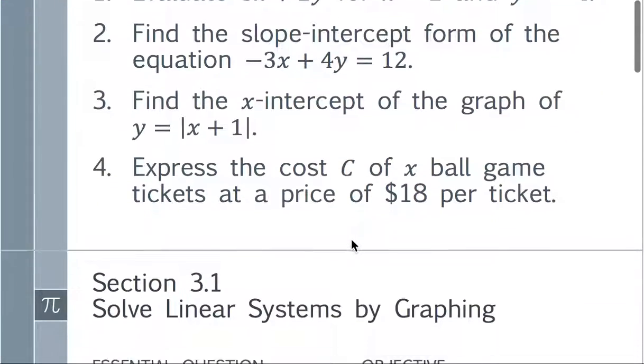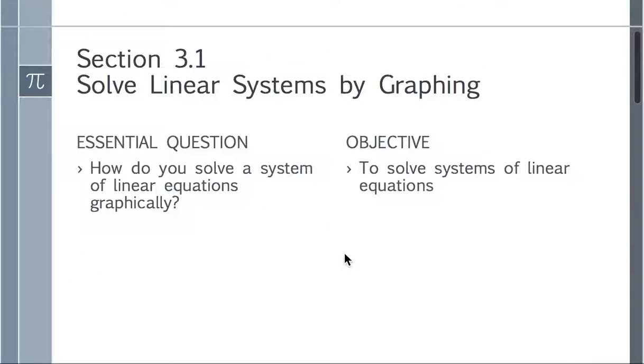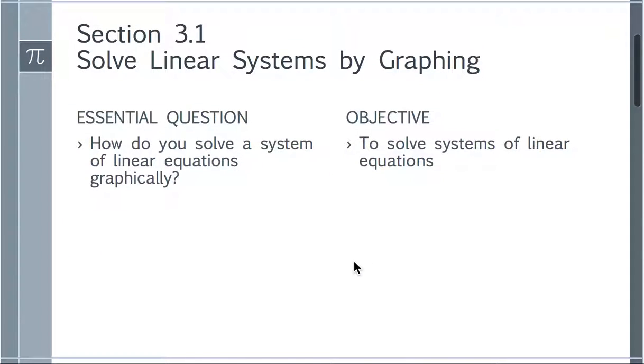All right, now that we're back, let's go ahead and start with section 3.1, solve linear systems by graphing. The essential question: how do you solve a system of linear equations graphically? And our objective is to solve systems of linear equations.